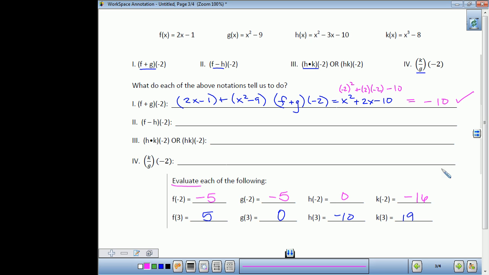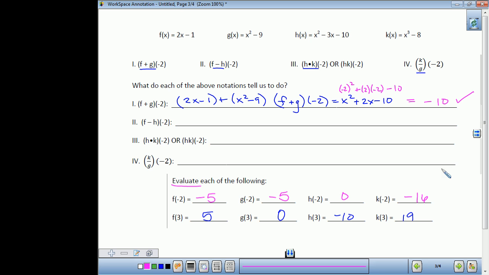Okay, let's see if that holds true in all the operations. Does it work for subtraction? Does it work for multiplication? Does it work for division? Because you know, sometimes things work for addition, but they don't work for subtraction. Sometimes things will work for multiplication, but they don't work for division. So let's test it.